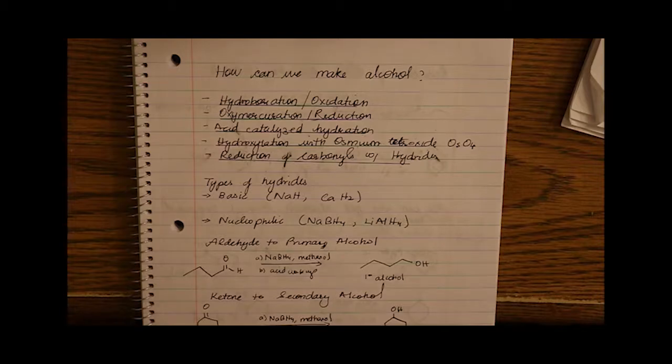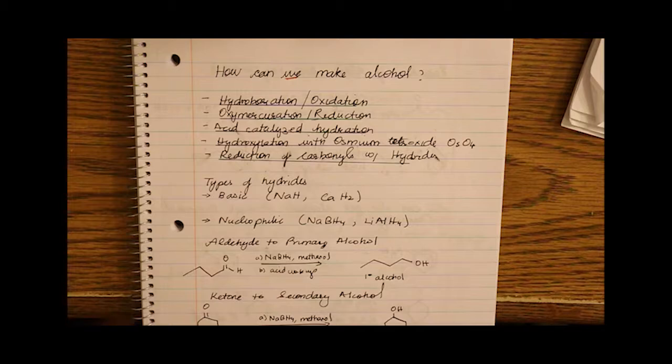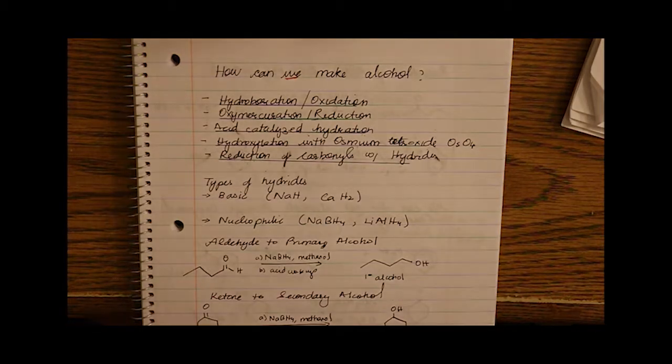Here's a question I often ask myself in the middle of the night. How can I make alcohol? Here it's phrased a little differently. It's how can we make alcohol? So there are several methods to arrive at the functional group OH.